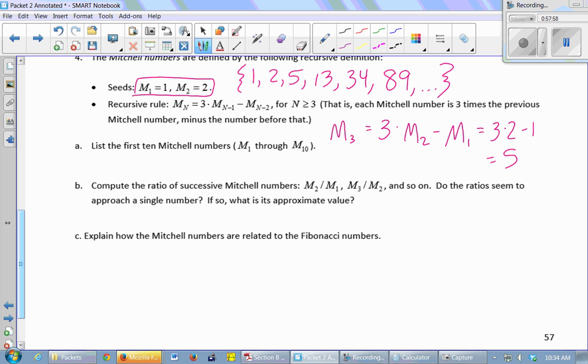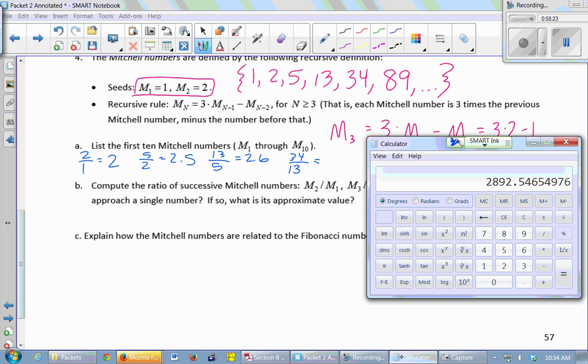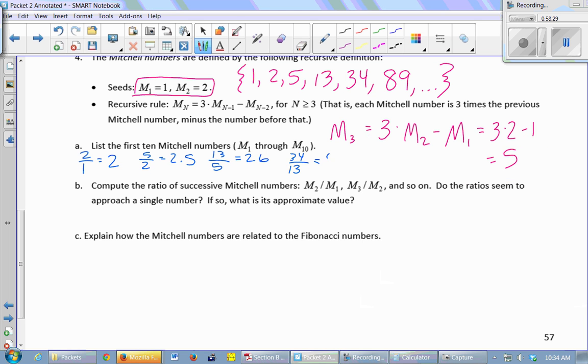And then if I want to compute successive ratios, this is exactly what we did with the Fibonacci numbers. Take the 2 numbers that are next to each other and divide the bigger by the smaller, and you get 2. 5 divided by 2 is 2.5. 13 divided by 5 is 2.6. 34 divided by 13 is 2.615. And if you keep doing this, these are going to approach 2.618. And that is just phi plus 1, 1 bigger than the golden ratio.